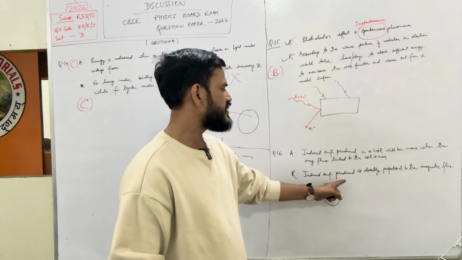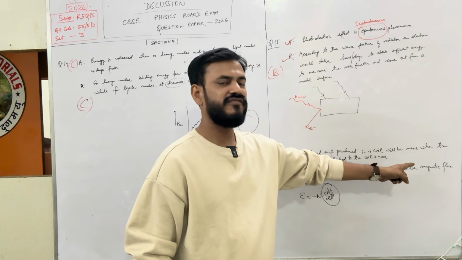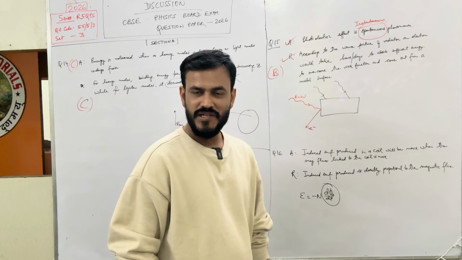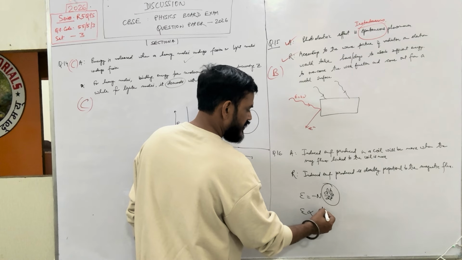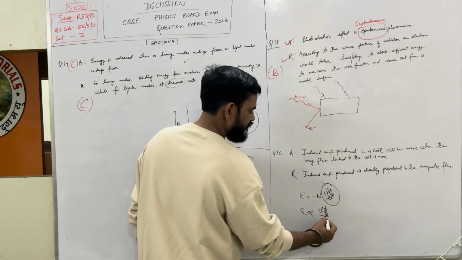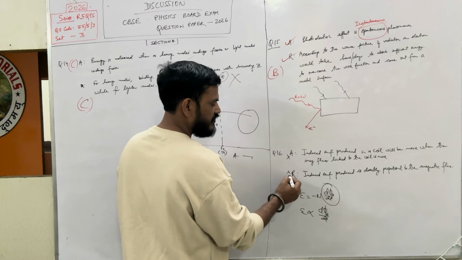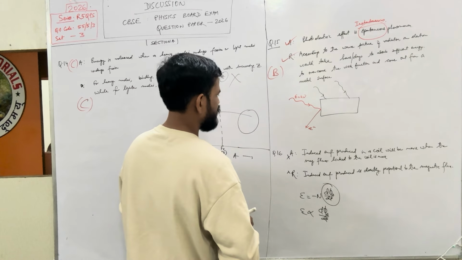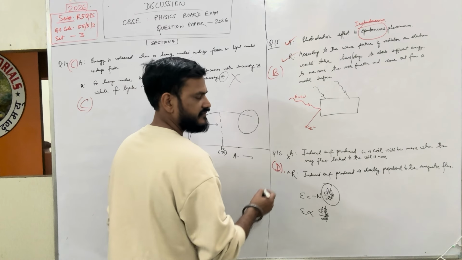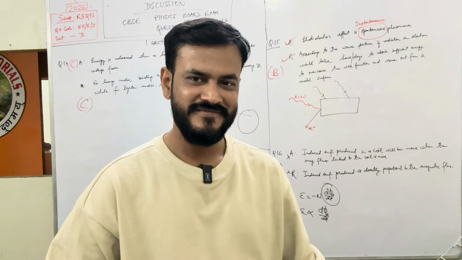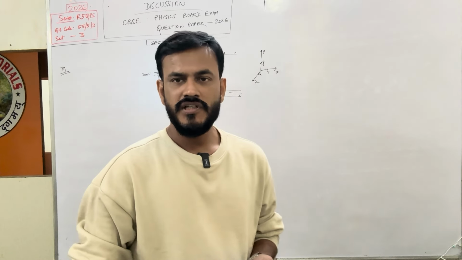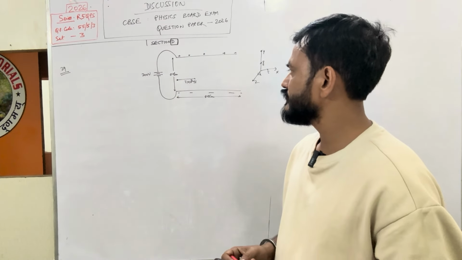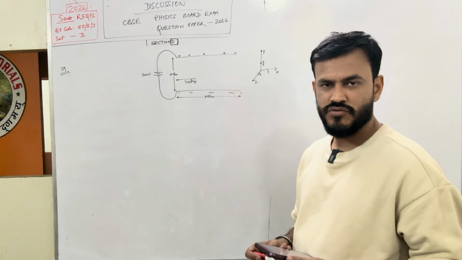Now the next says the induced EMF produced is directly proportional to the magnetic flux. No, it is not directly proportional to the magnetic flux. Induced EMF is directly proportional to the rate of change of magnetic flux. So both the statements are wrong. So the correct answer in this case will be D. Interesting.